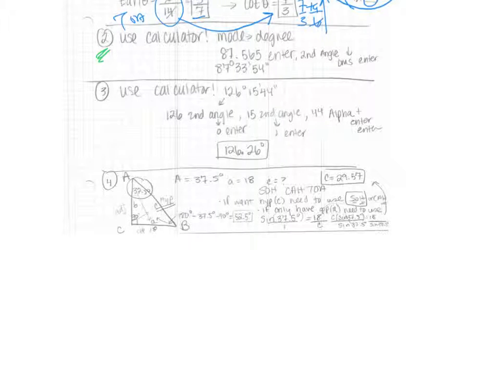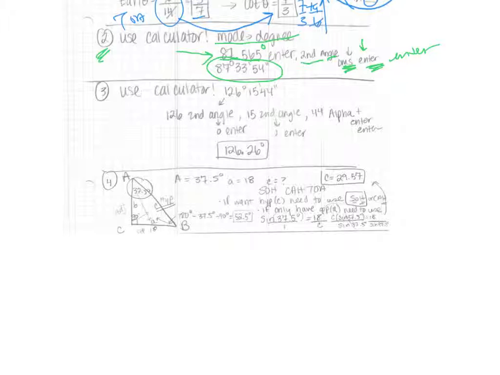For number 2, you need your calculator. Remember, your mode needs to be in degree. You enter the number that they give us, because it says 87.565 degrees. So you enter 87.565, hit enter, then hit second, then the angle button, and scroll down to where it says DMS, and then hit enter. I'm going to have to hit it twice. And then this is your answer that comes out.